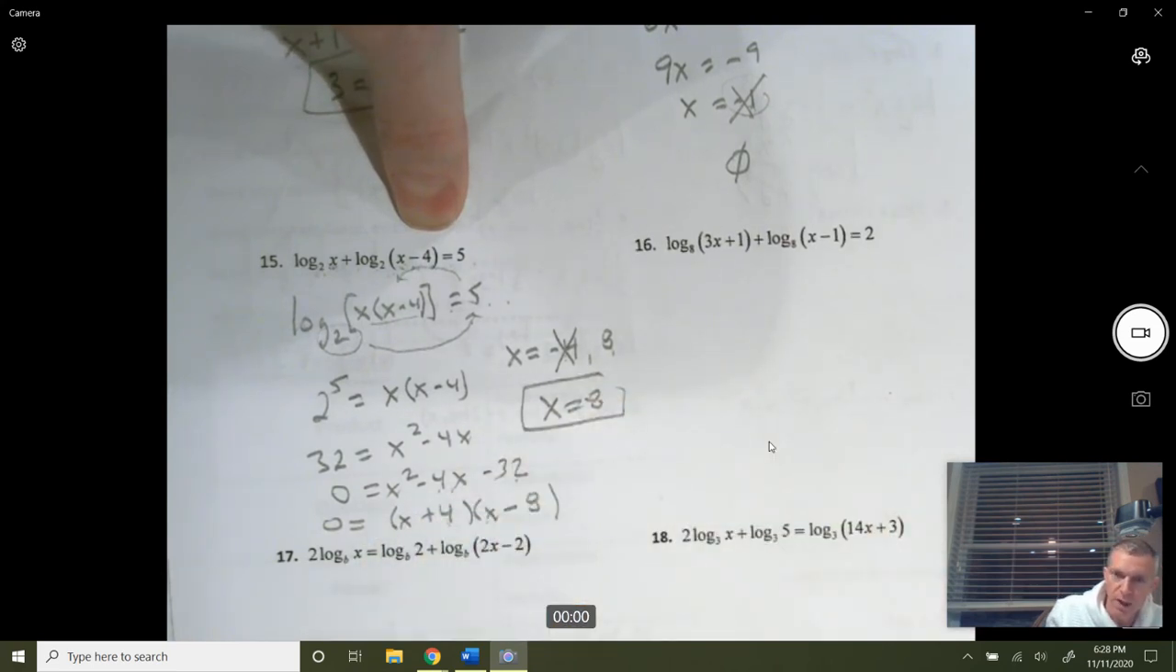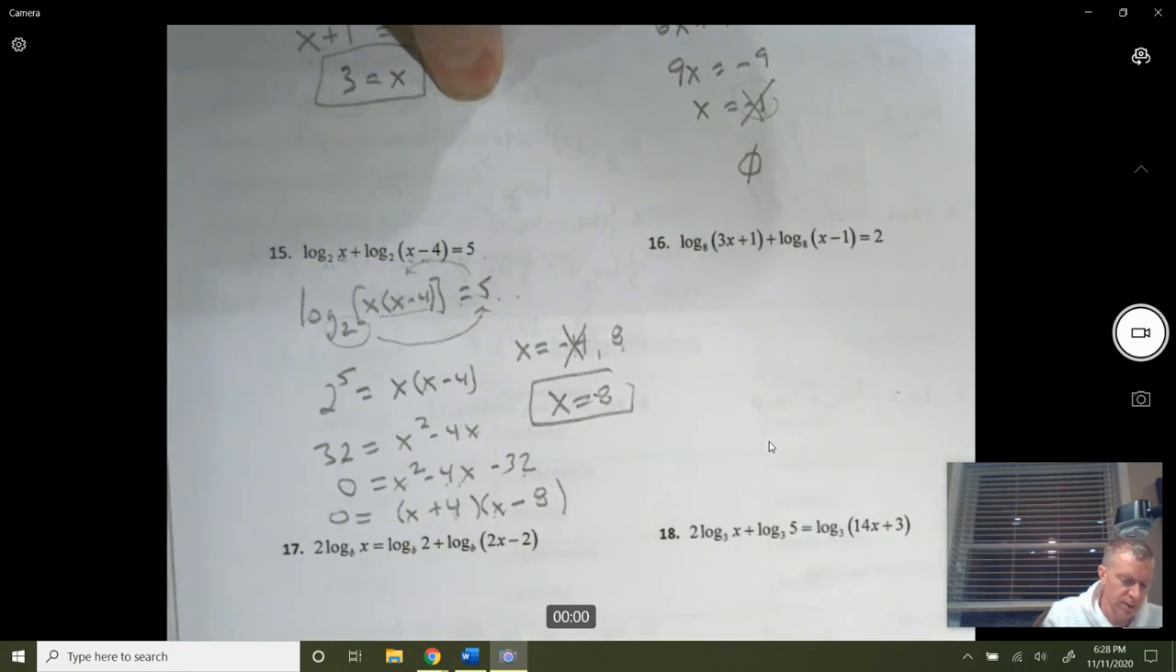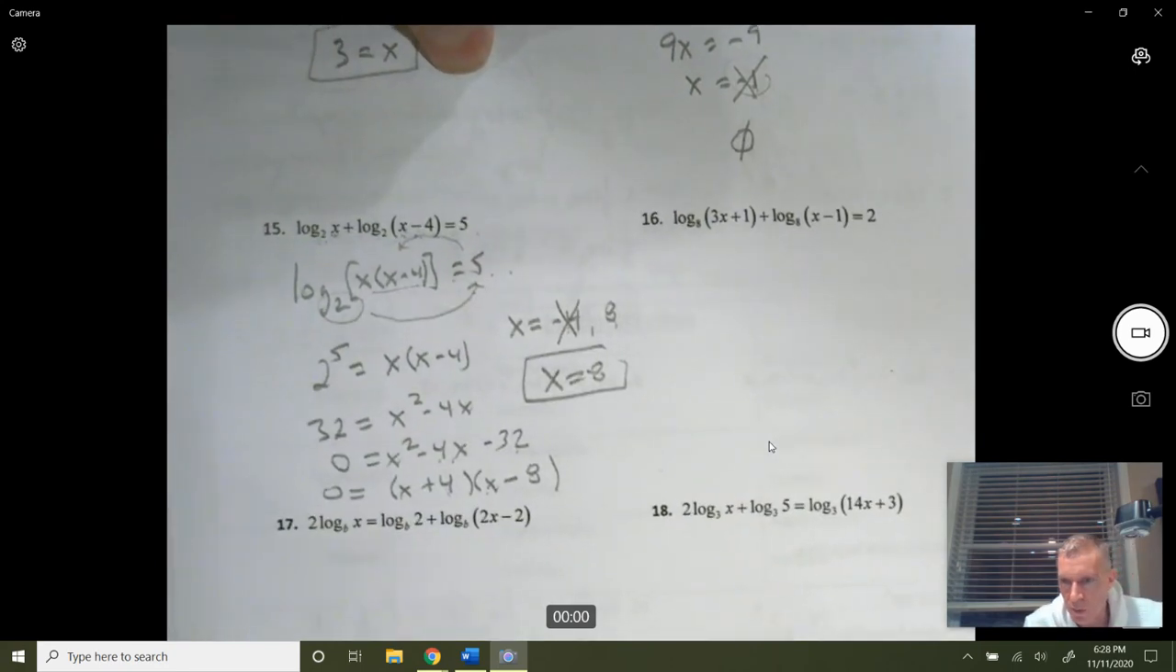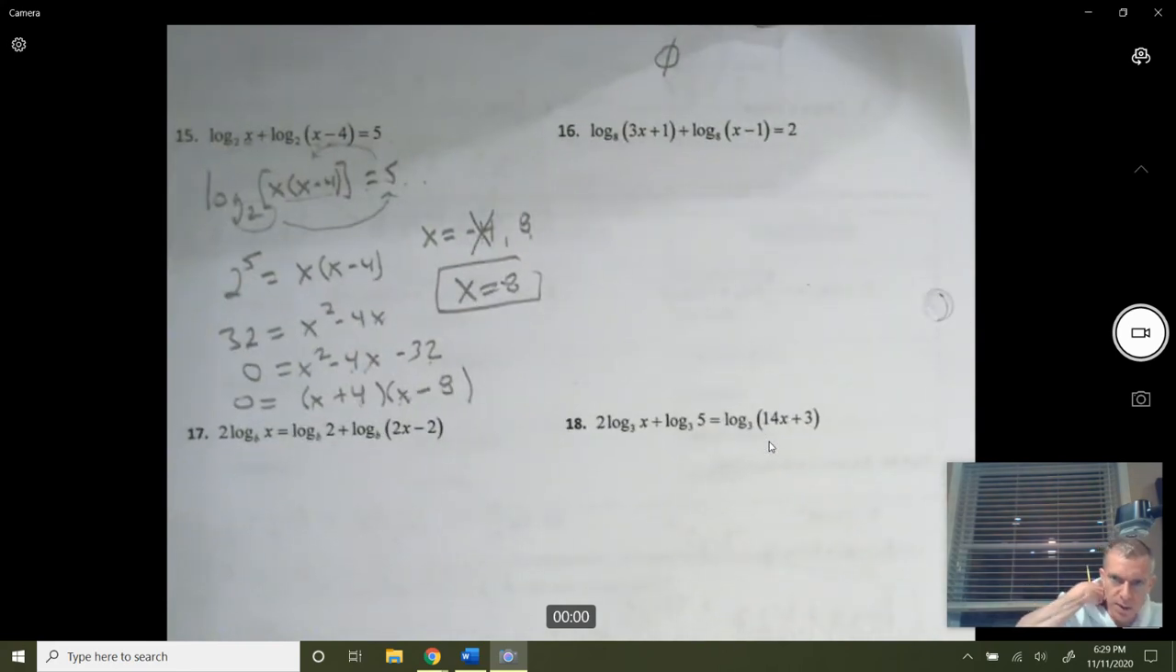Okay. If you understand these, you can stop the video and continue, but I think I'm going to work through the rest of these real quick, just in case anybody wants to see how to do them.